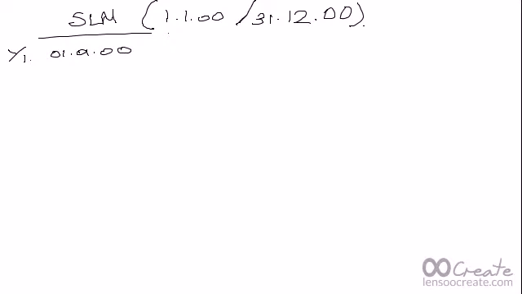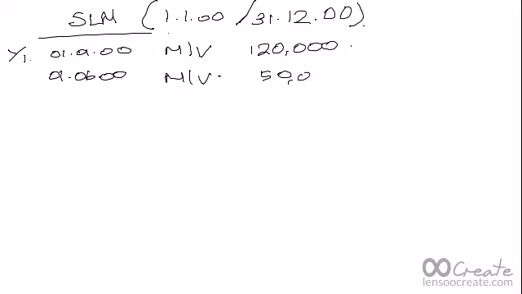Year 1, that is on 1/1/2000. They bought a motor vehicle costing 120,000. Again, on 1/6/2000, they bought another motor vehicle for 50,000. So overall, the business has a total of 170,000 worth of motor vehicles. But the problem here is they have given a note: consider depreciation from the date of purchase of the non-current asset.